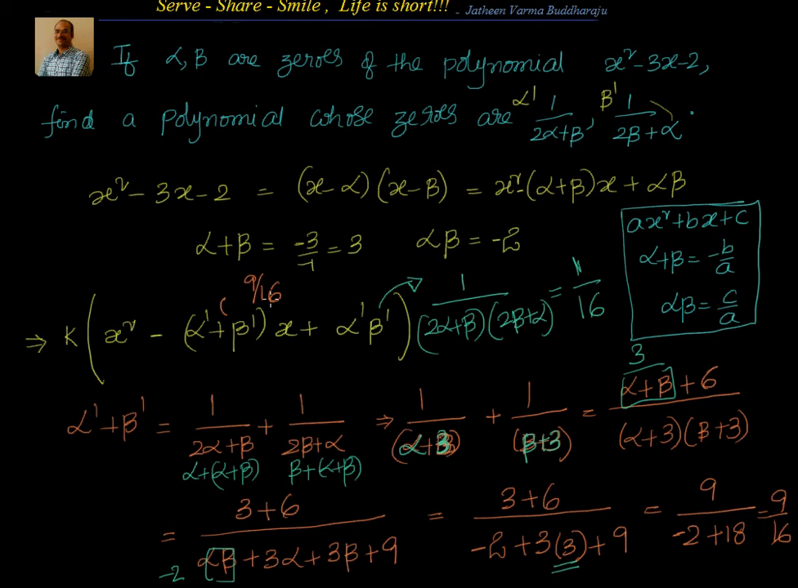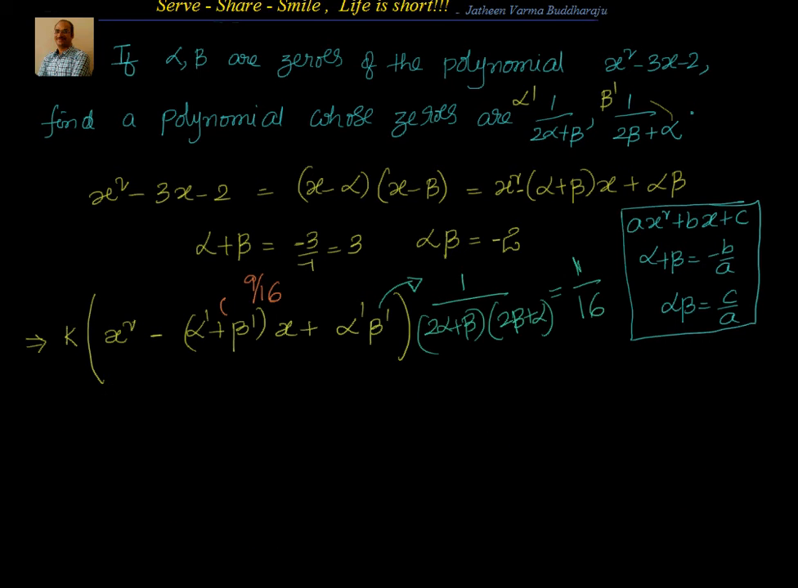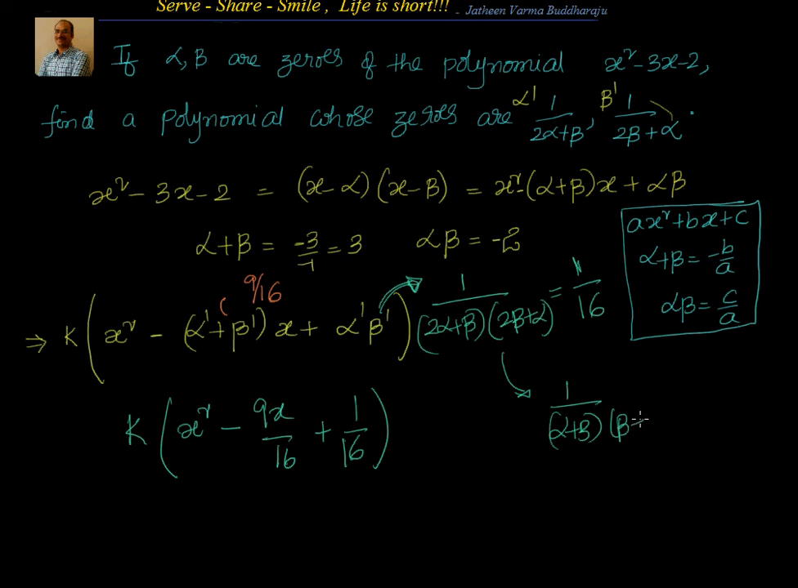So now what will be the equation? Let's have a look at how it looks now. The equation will be k into x square minus 9x by 16 plus 1 by 16. That will be the polynomial whose zeros are 1 by 2 alpha plus beta and 1 by 2 beta plus alpha. I hope you are clear with that. When you multiply 1 by 2 alpha plus beta into 1 by 2 beta plus alpha, it becomes 1 by alpha plus 3 into beta plus 3, and if you simplify that, it's equal to 1 by 16, which we have done already earlier.